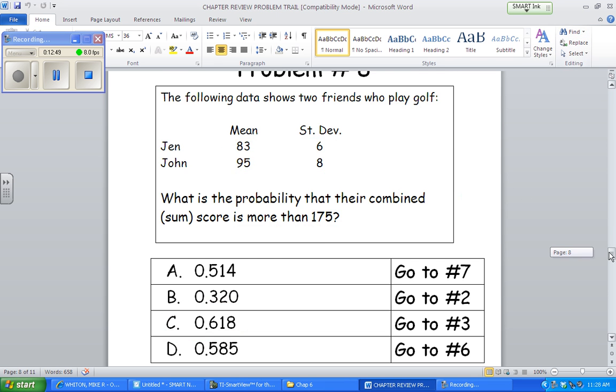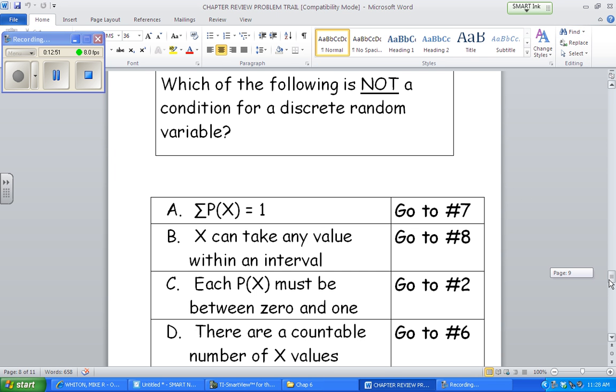Okay, number 9. Which of the following is not a condition for discrete? The sum of the probabilities is 1, that's true. X can take on any value within an interval. That's actually the answer, but let's go through the other ones. Each probability must be between 0 and 1, that's always true. There are a countable number of X values. That's true for discrete. Remember you can make a table, like the ones we've seen with the iPads and the other examples, those are discrete. Option B is the one that's not true.